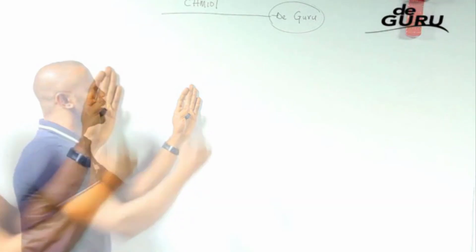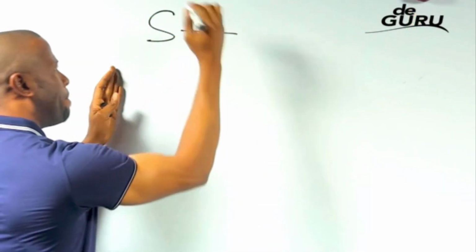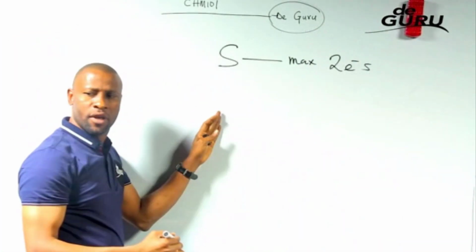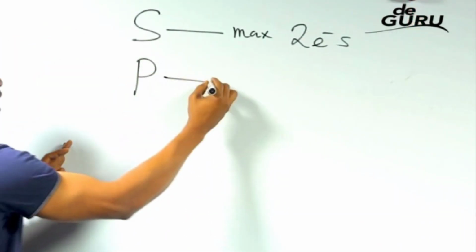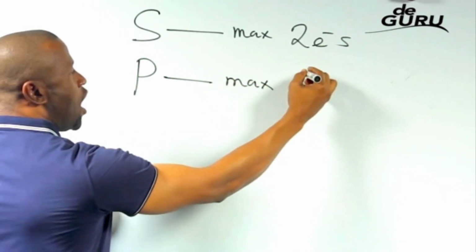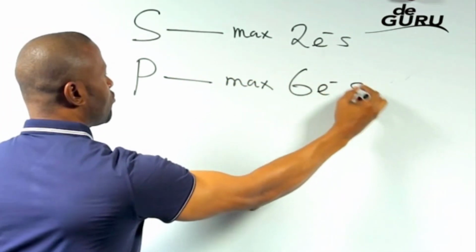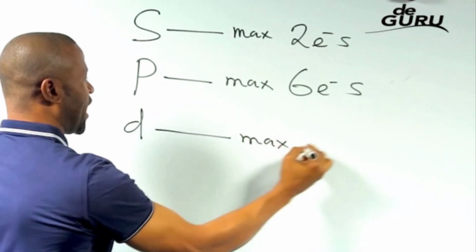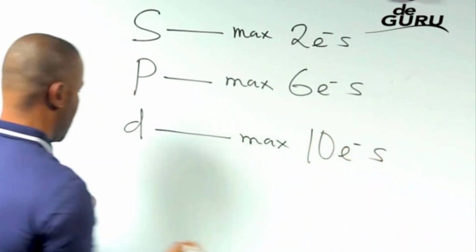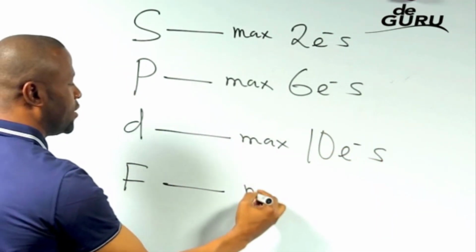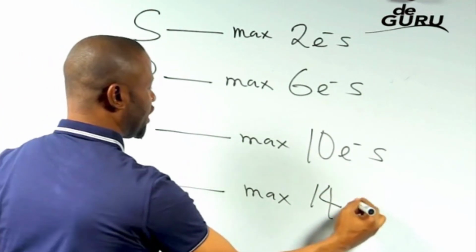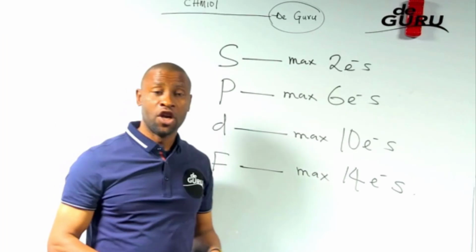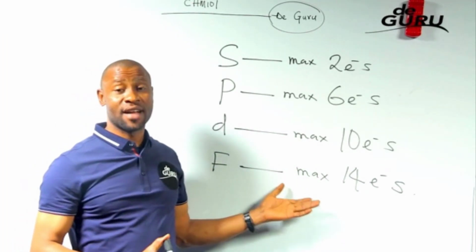Indirectly, we have mentioned that s orbital takes a maximum of 2 electrons. P orbital takes a maximum of what, somebody? 6 electrons. D orbital, a maximum of 10 electrons. And of course, the f orbital takes a maximum of 14 electrons. That is how we can classify them using their carrying capacities.